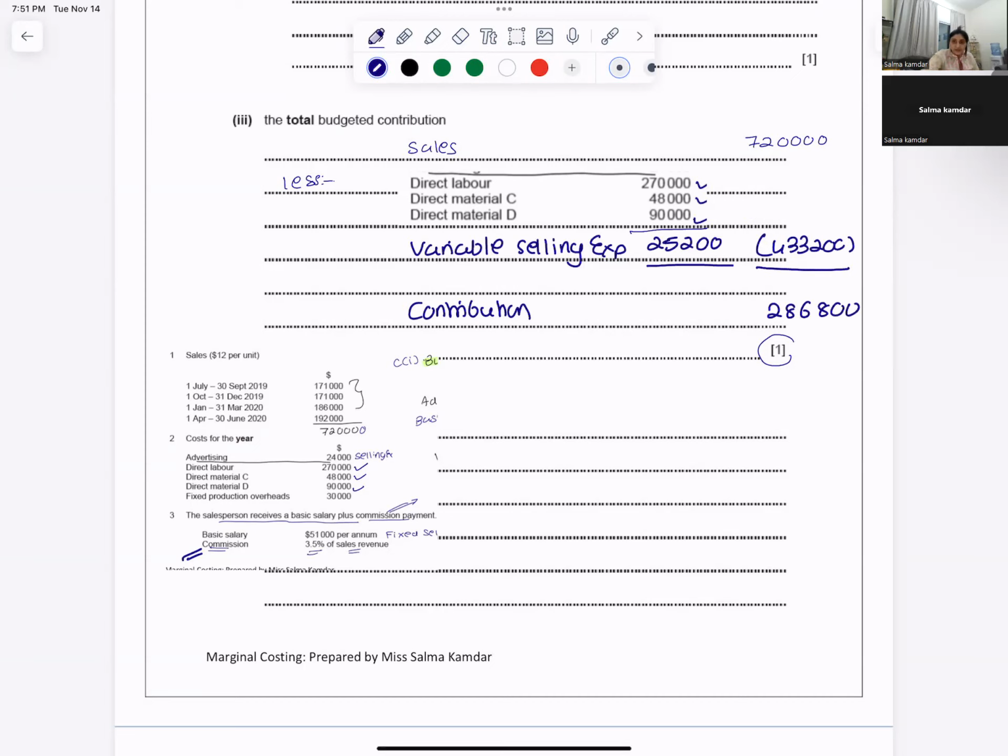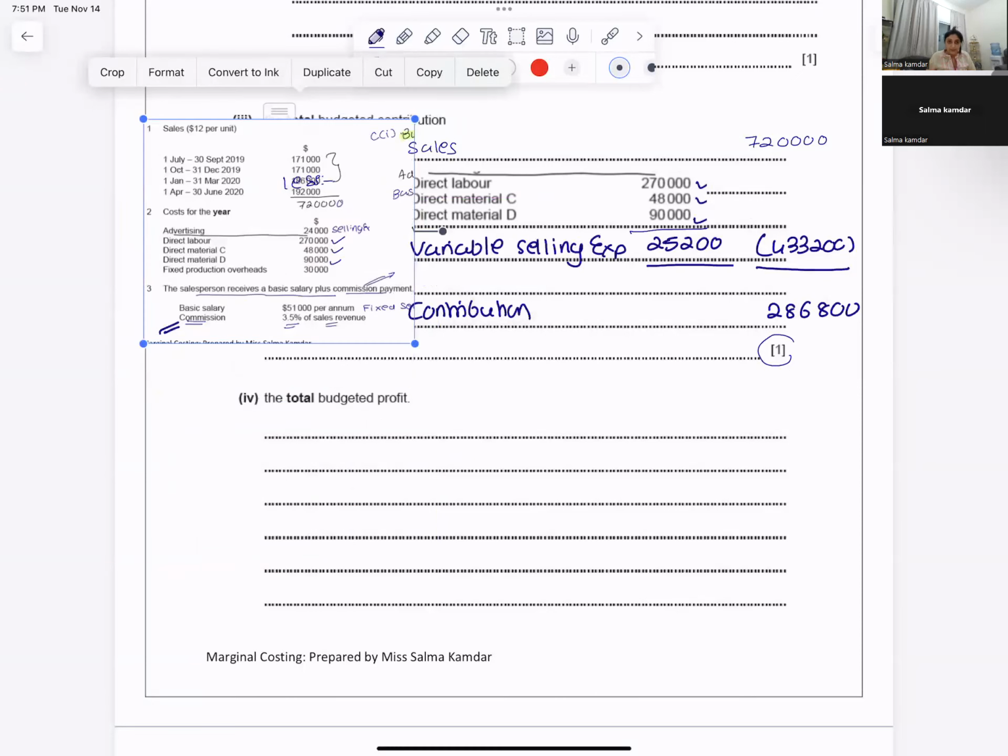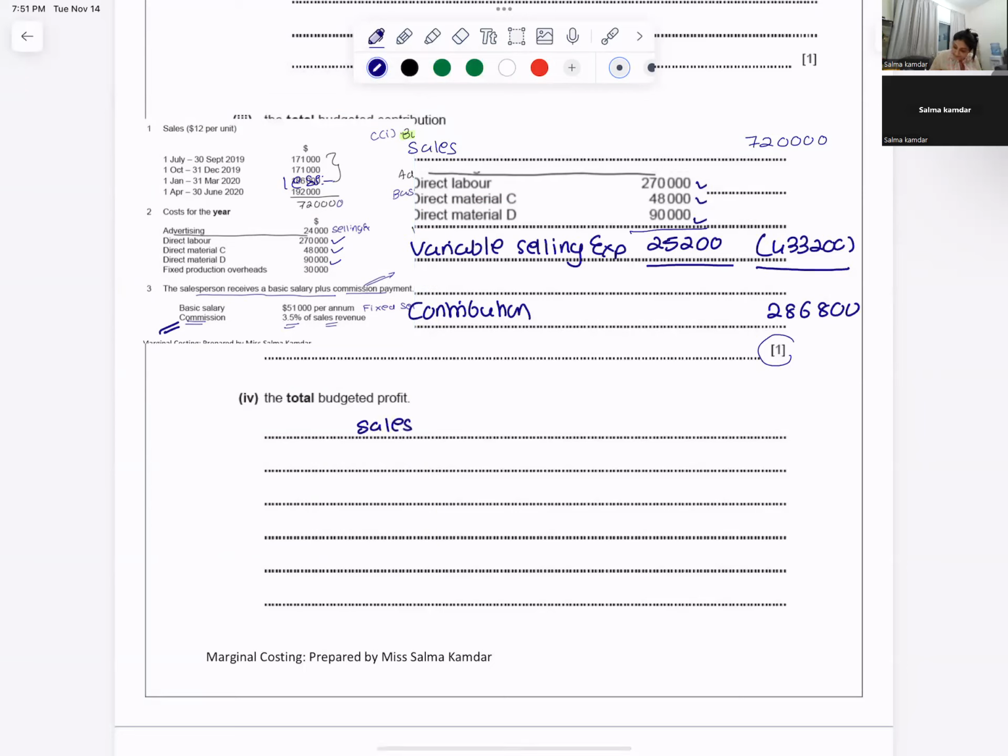Now, the next part that they want to know is the total budgeted profit. I know my sales is 720,000 minus the variable cost of 433,200. I will get my contribution, which is 286,800. From that, I will deduct my fixed cost.